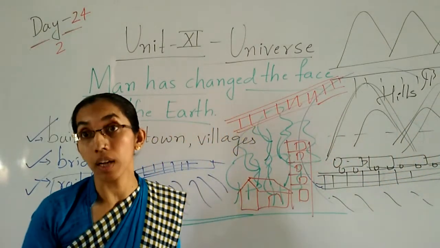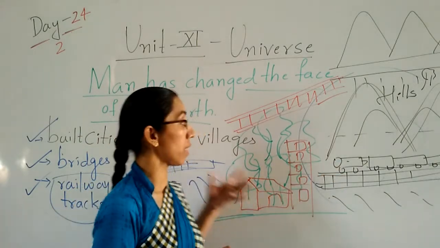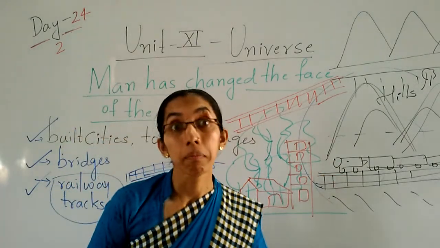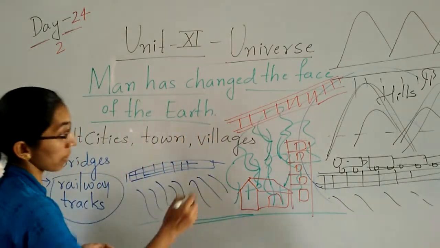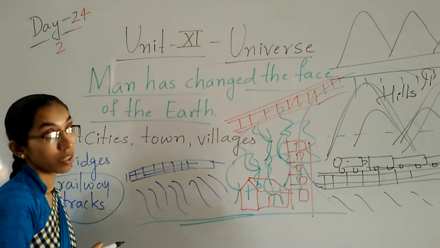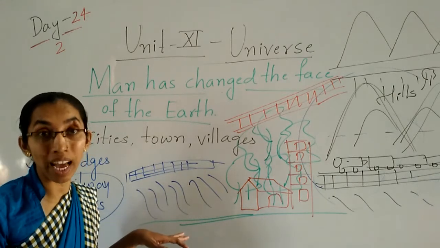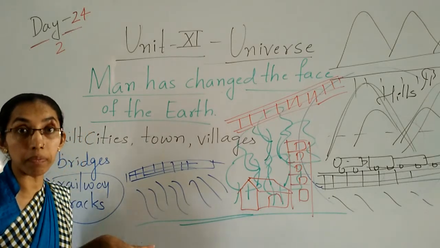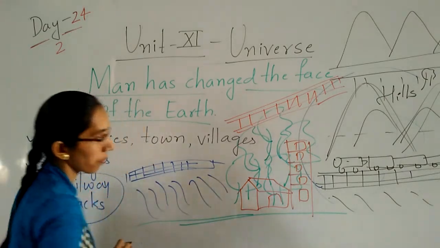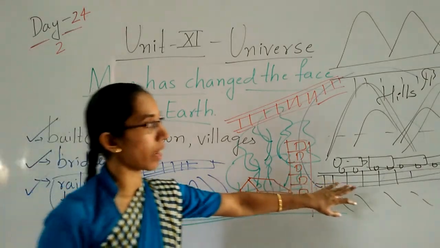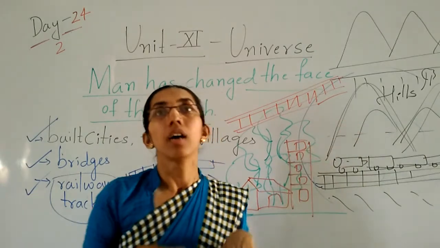How is it possible? Because all these things here are done by man only. See what they did. First they cut the trees. They made that land very flat and plain. And then they built the cities, towns, and villages here. To make the railway tracks, they flattened the hills.